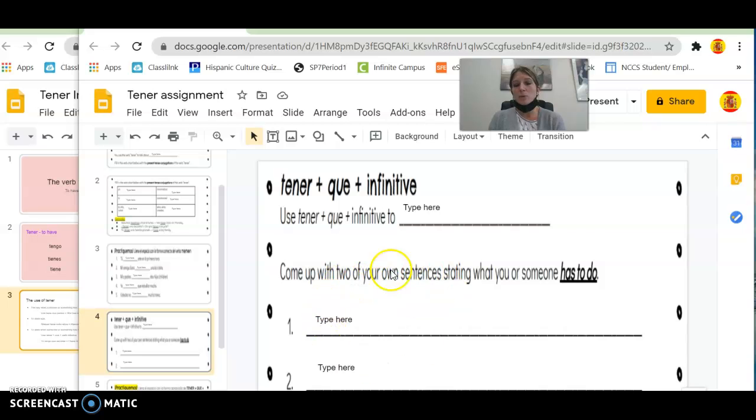So, coming up with two of your own sentences. Maybe something like, Yo tengo que estudiar. I have to study. The important thing is that you conjugate tener to agree with your subject. You use que as it is, and then you don't conjugate the second verb. Yo tengo que bailar. I have to dance. Tú tienes que leer. You have to read. So you're going to make up two of your own.